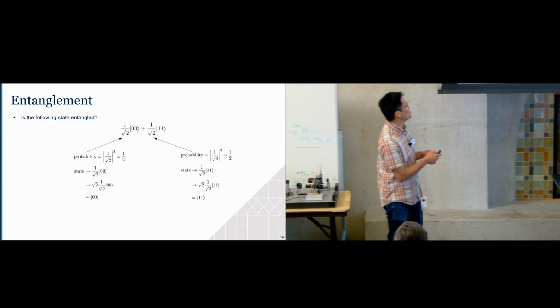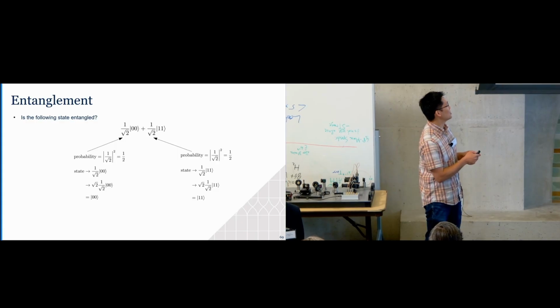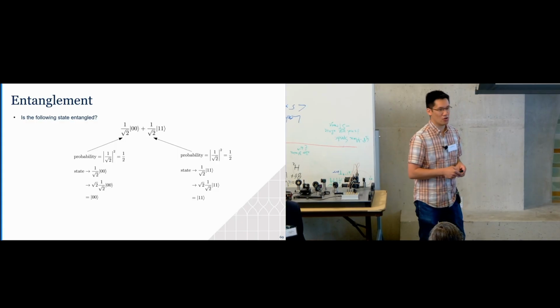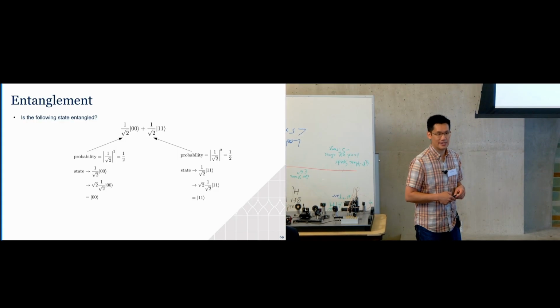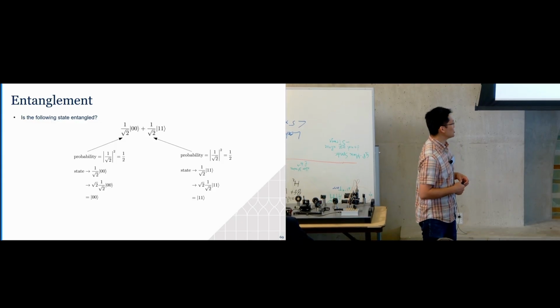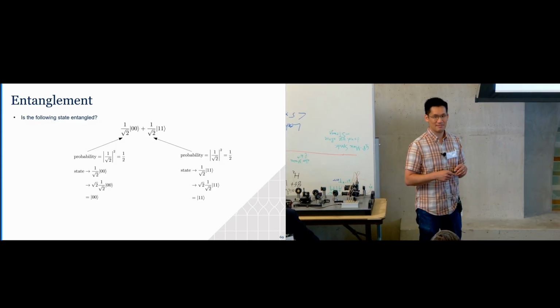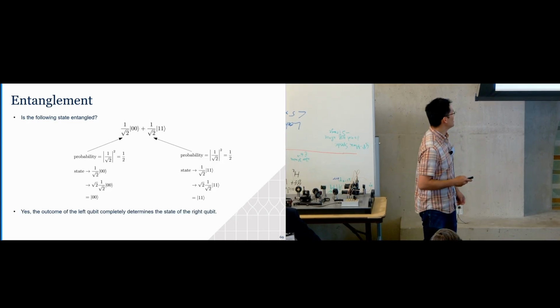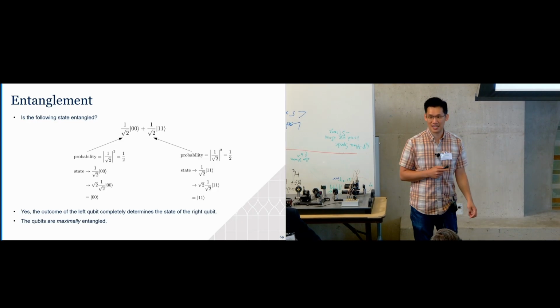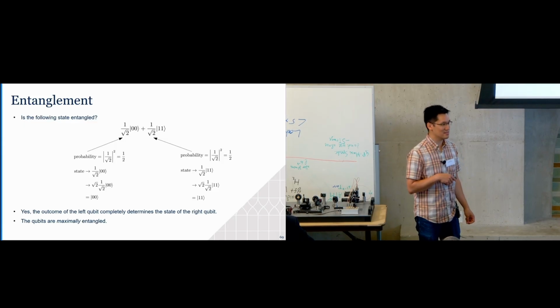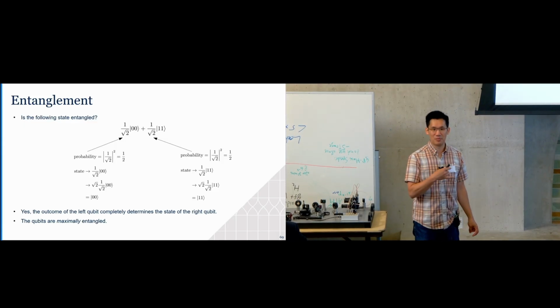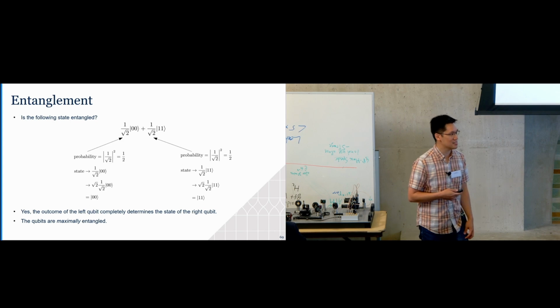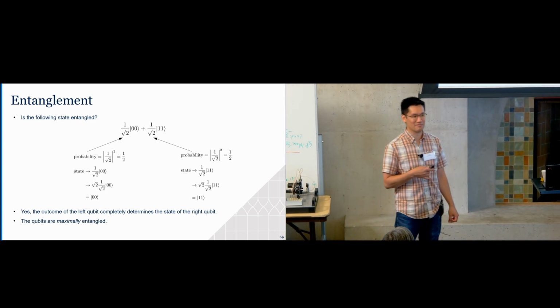Like, if you know that you start in this state and you measure the left qubit to be 0 or 1, you know that the right qubit is going to match it. And so in this case, there's a perfect entanglement, a perfect intertwining between the two. And so we say that these are maximally entangled, whereas the other ones, there's some influence, but it doesn't completely determine what the other qubit is. It just influences it more minorly.